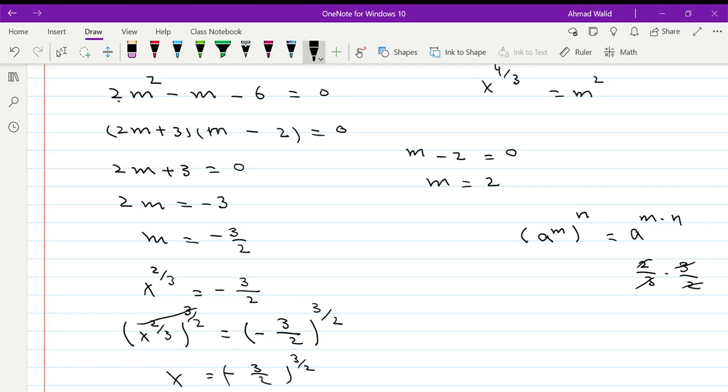And here, if you replace m with its original value, x to the power of 2/3 equals 2. Again, raise both sides to the power of 3/2. Correct? Then x to the power of 2/3 all to the power of 3/2 equals 2 to the power of 3/2. These two cancels out. X equals 2 to the power of 3/2. Another answer for your equation. Correct? We call this type of equations quadratic in form.